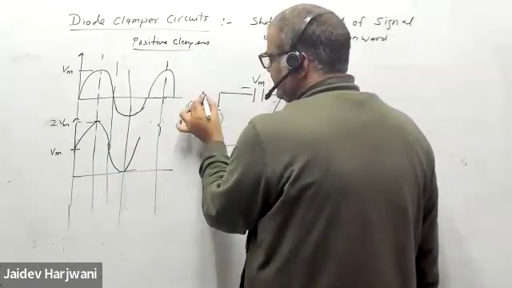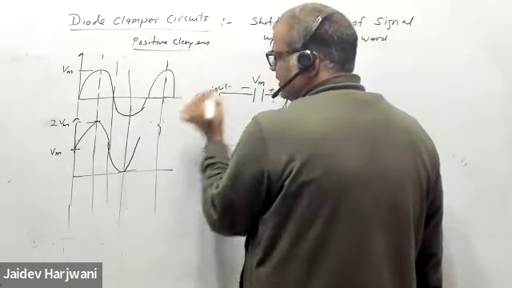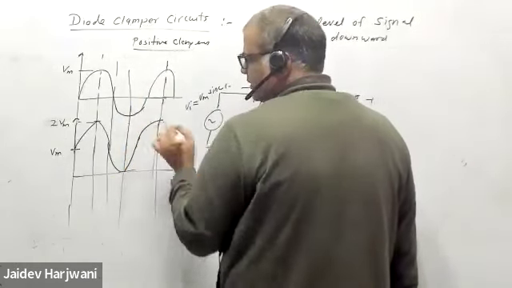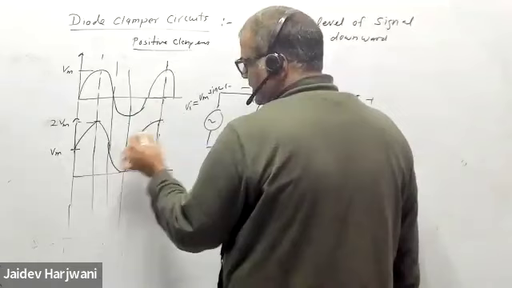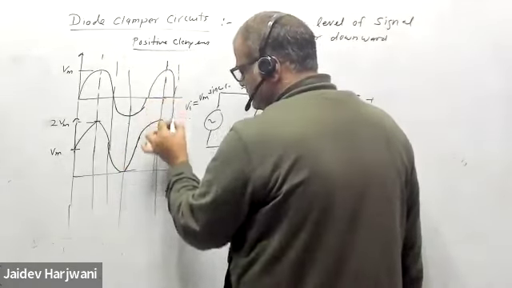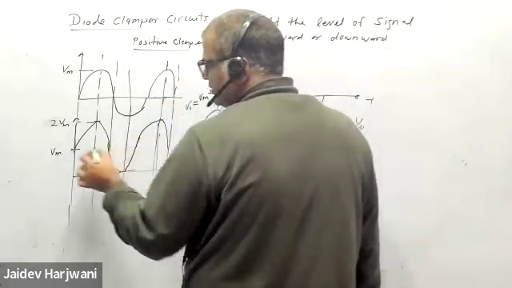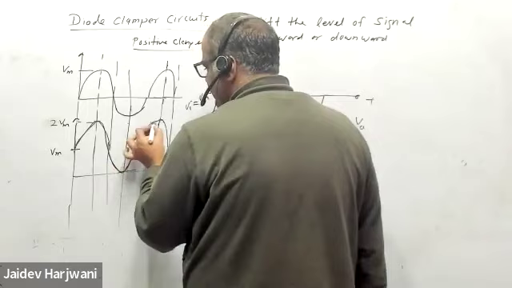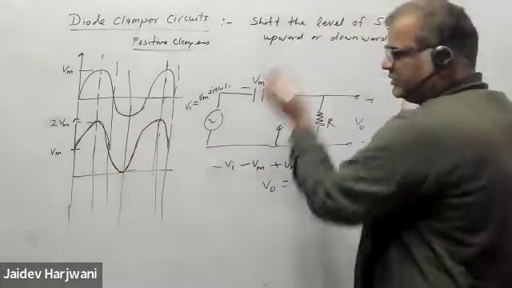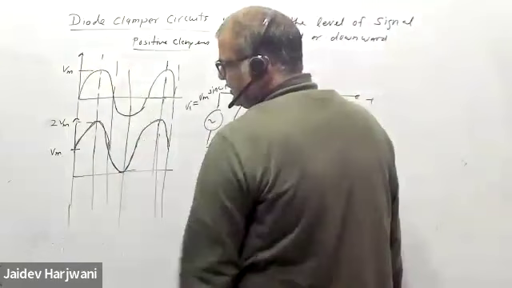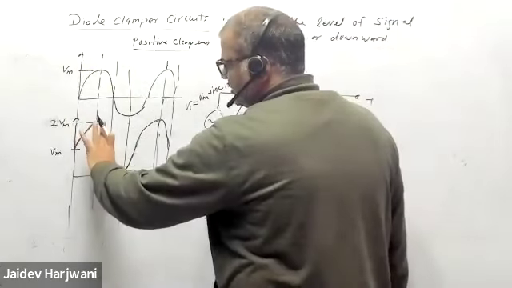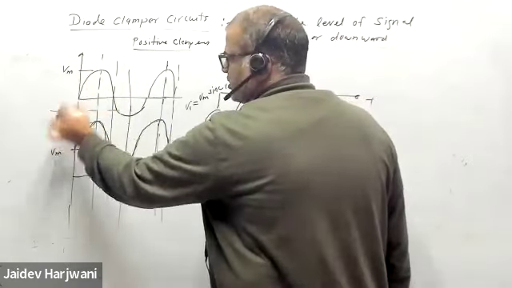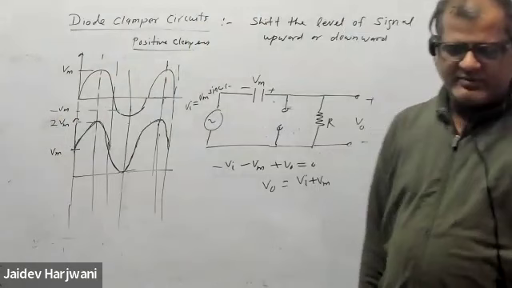V input equals VM sine omega t. If it goes to here, it will come to here. And if it comes to 0, again it will come to VM. So this time the signal is shifted by VM. Now it's a positive clamper, current is going like this, so it gets shifted up. But the difference of the signal from 0 to 2 VM, the height, is always 2 VM. Here also the height is 2 VM. This will not change. This is a positive clamper.